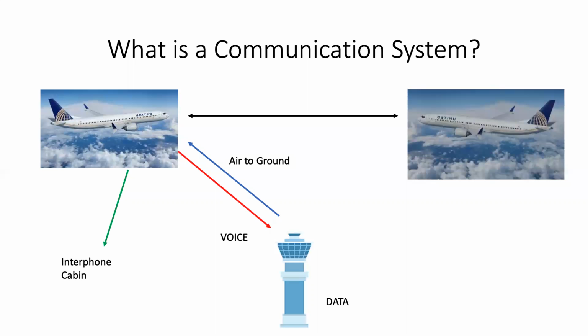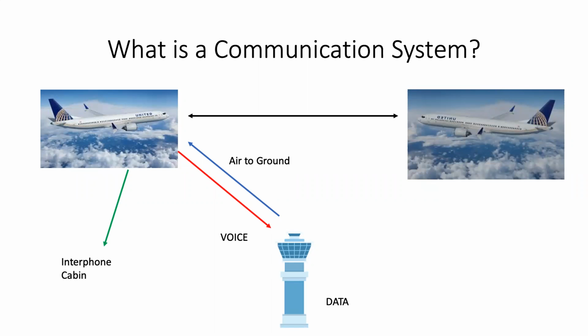First, let's take a look at what is meant by a communication system in an aircraft. On an aircraft, the communication system is responsible for the transmission and reception of information. This information may be in the form of voice or in the form of data.